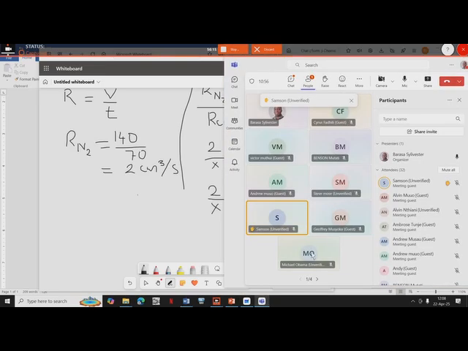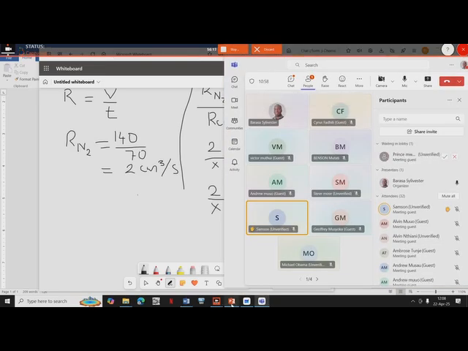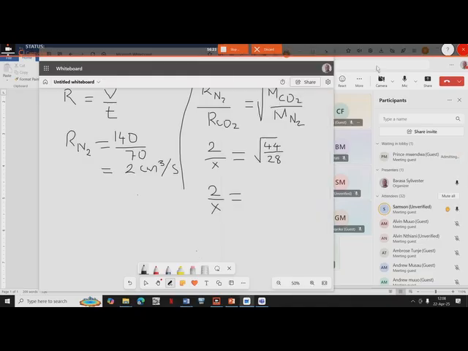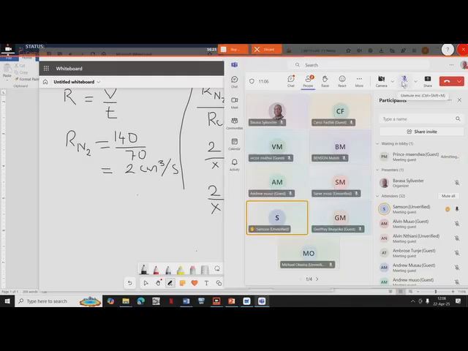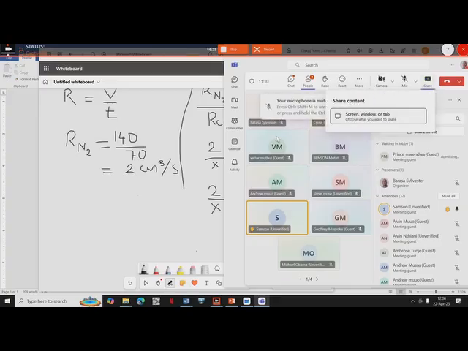What's the answer? So 2 over x is equal to, what's the answer? 44 divided by 28, then get the square root. Samson?